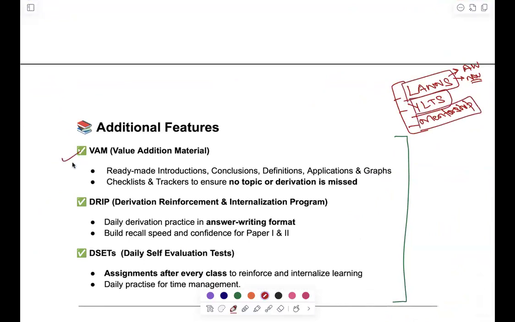Apart from that, you will be getting value-added material where you can have a ready-made introduction, conclusion, definition, application, graphs, and all those things, right? So you can get it.